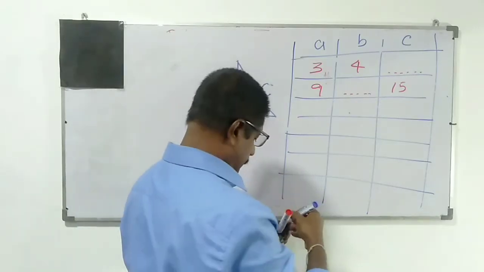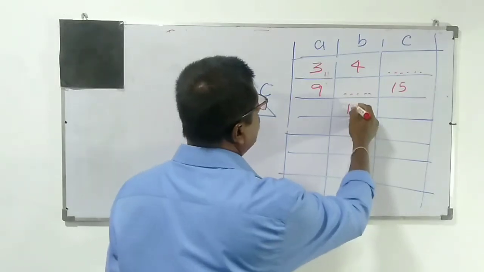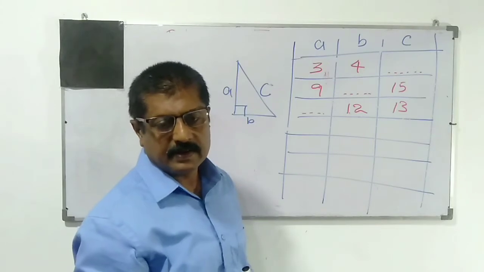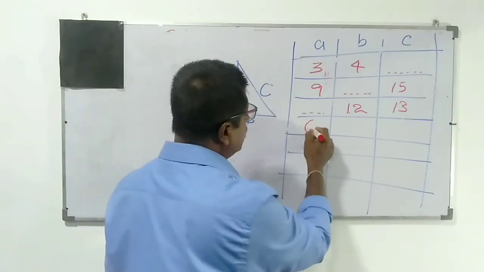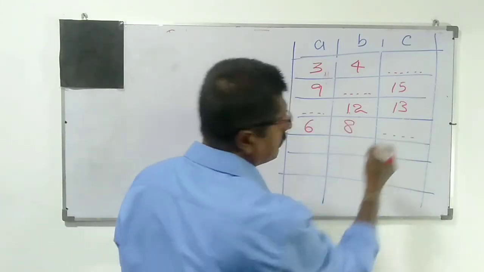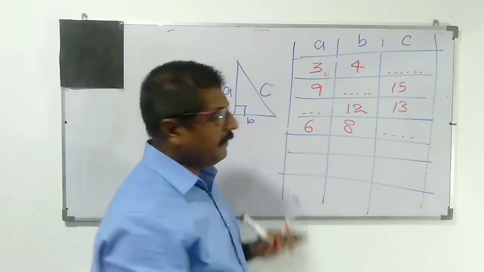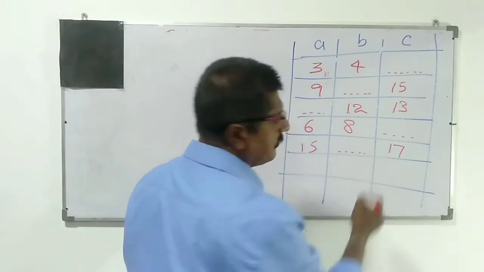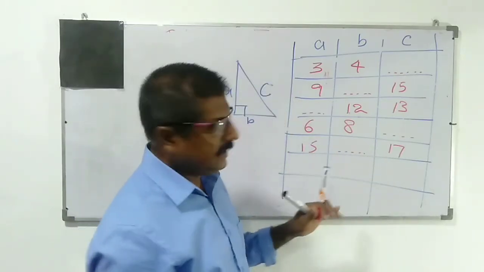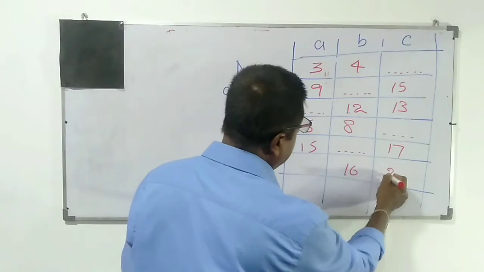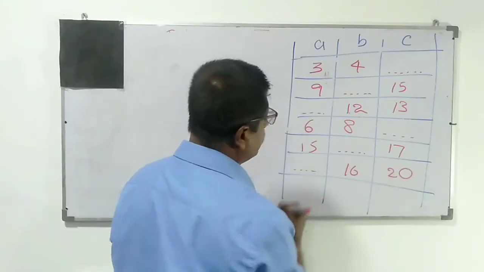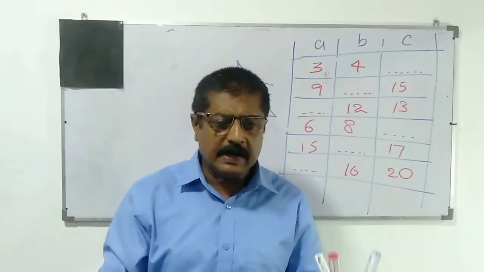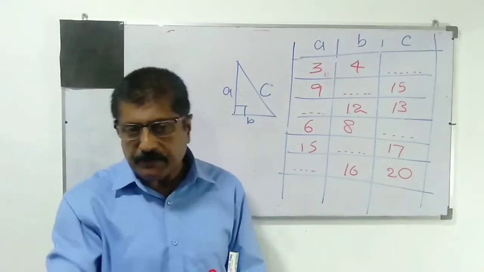12, 13. Find this one. Right? 6, 8. Find this one. 15, 17. Find this one. And 16, 20, find this one. Now you can apply this formula and get your answers. Anyway, I will give you the answers.